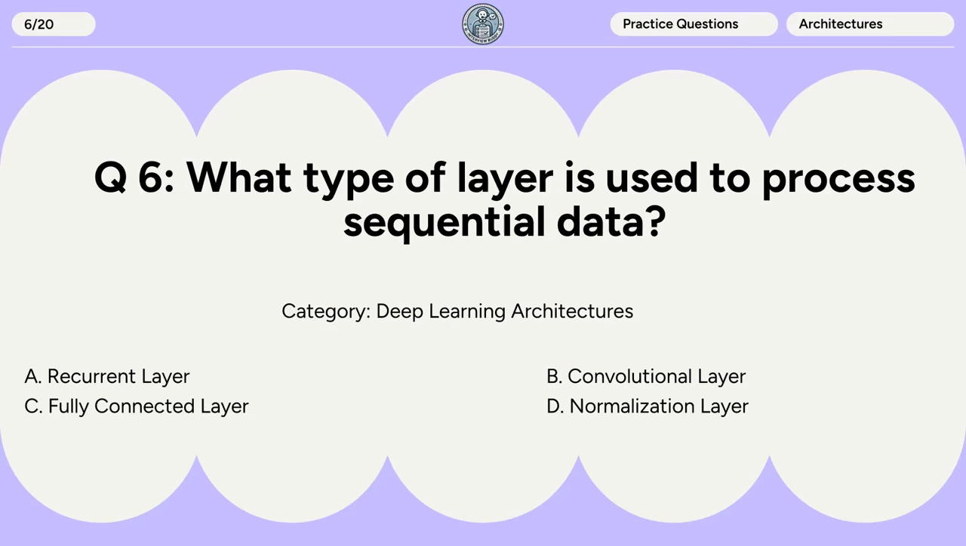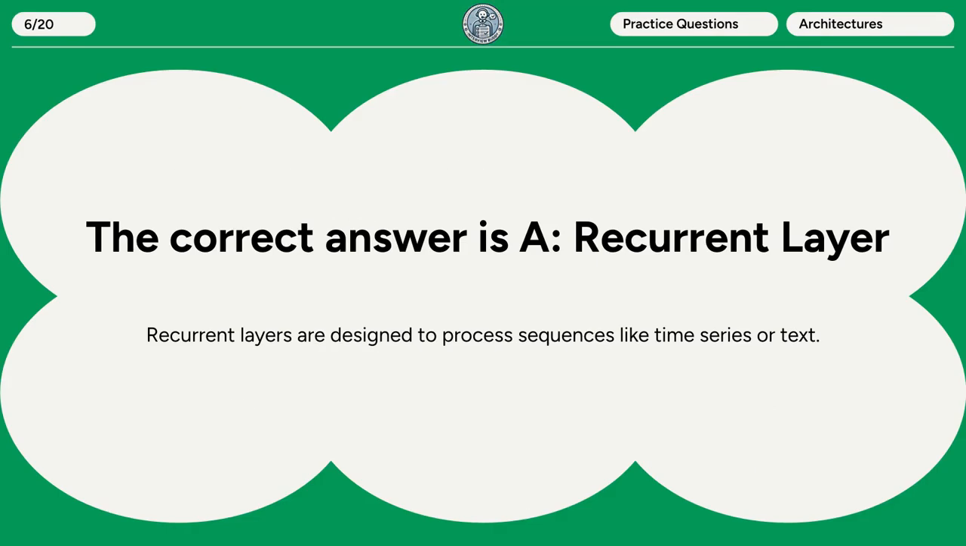Question 6. What type of layer is used to process sequential data? A. Recurrent layer. B. Convolutional layer. C. Fully connected layer. D. Normalization layer. The correct answer is A. Recurrent layer. Recurrent layers are designed to process sequences like time series or text.